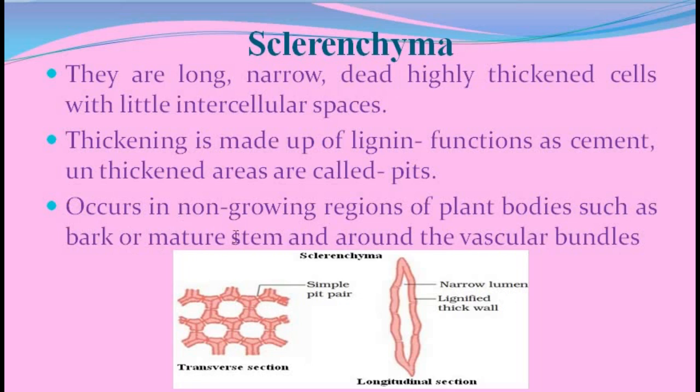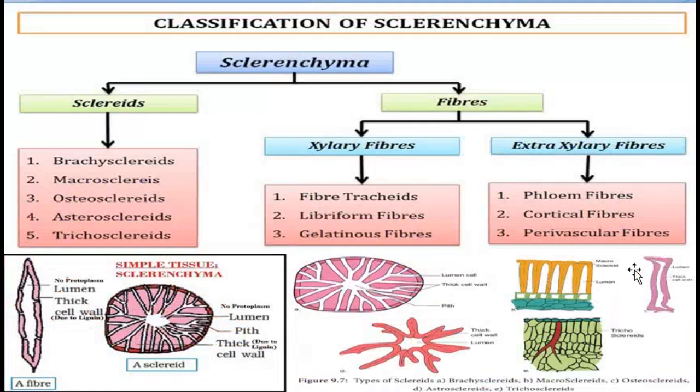Sclerenchyma usually occurs in non-growing regions of the plant body, such as bark or mature stem, and also around the vascular bundles as a bundle sheath. Coming to the classification of sclerenchyma, sclerenchyma cells or tissues are categorized into two parts. First one is called the sclereids.